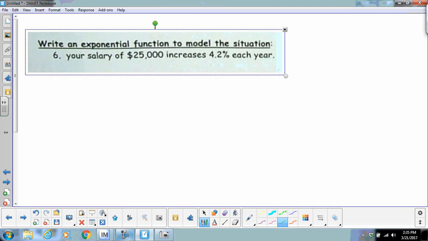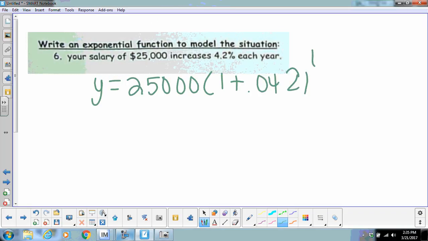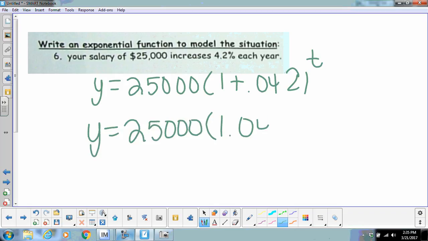Number 6 is just asking you to write the equation, okay, and I am going to write it the correct way, meaning I'm going to simplify inside. Okay, so that's increase, so 1.042 to the t. So I'm going to simplify that as 25,000 times 1.042 to the t.